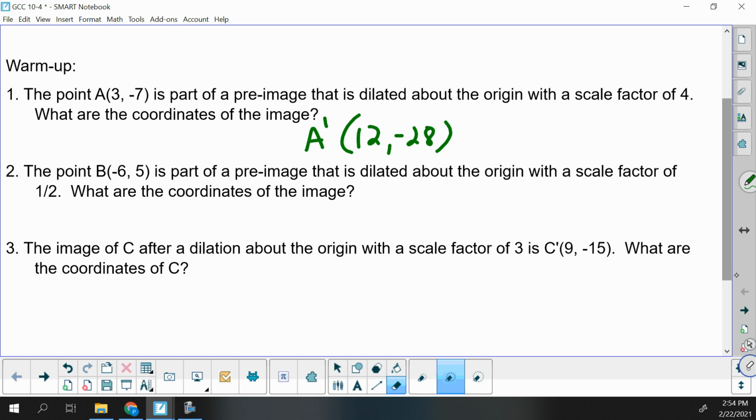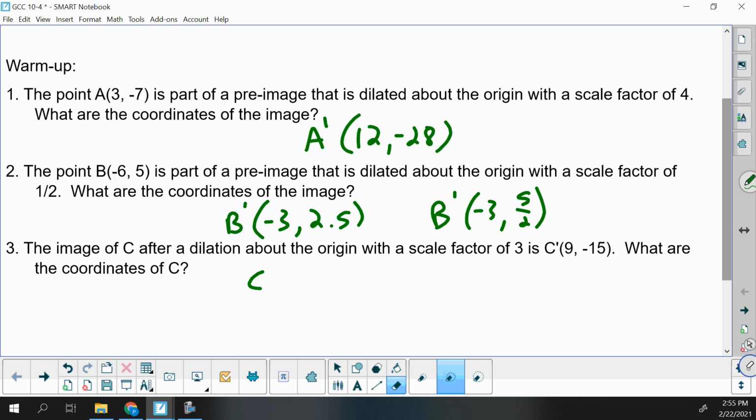B dilated from the origin with a scale factor of a half. So B prime should be (-3, 2.5), or you could have said 2.5 as a fraction. So if you had -3, comma 5 halves, that is fine as well.